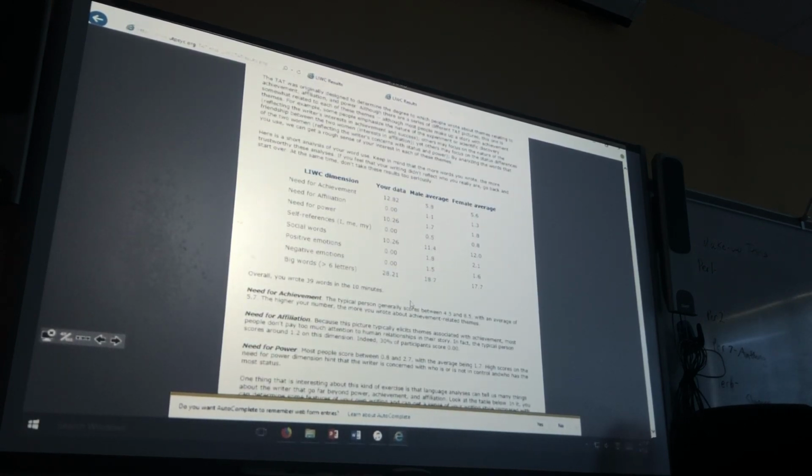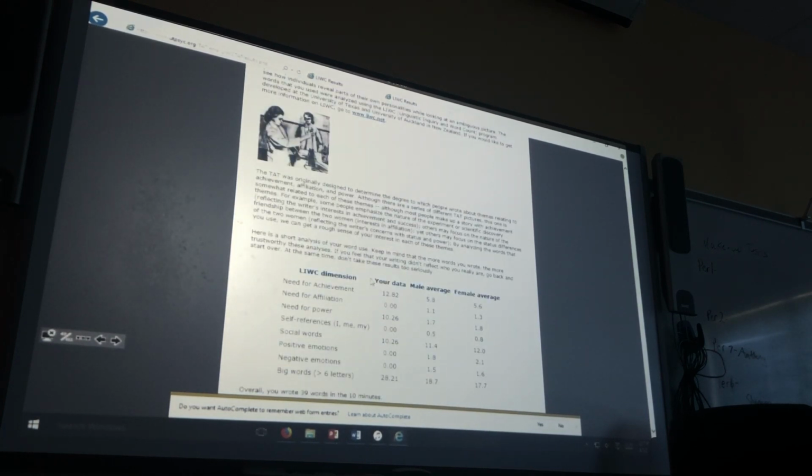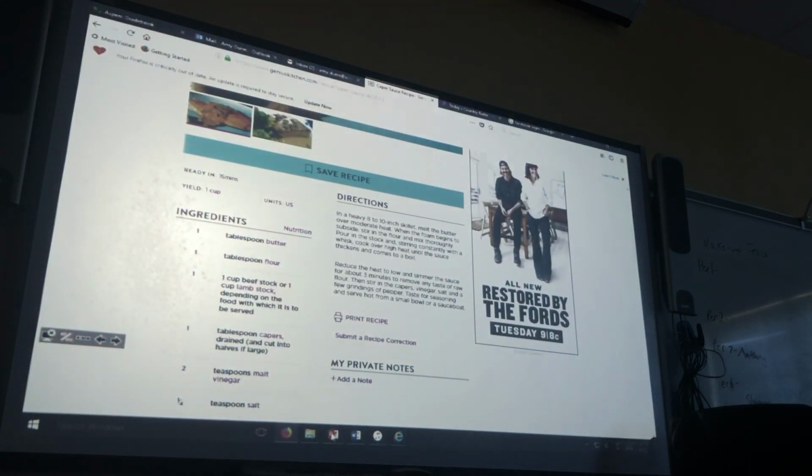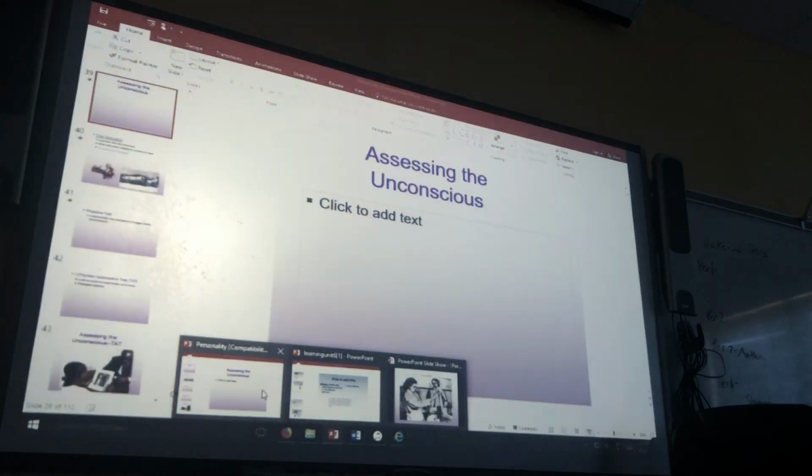This is on the fly, and we only did a few minutes, so the numbers would be very different if we went on for 10 minutes. All right, so that's the TAT test. So just by looking at a picture, they're going to assess all of these different things about your character and your stability level. All right, so, well, there's my recipe that I'm cooking tonight.